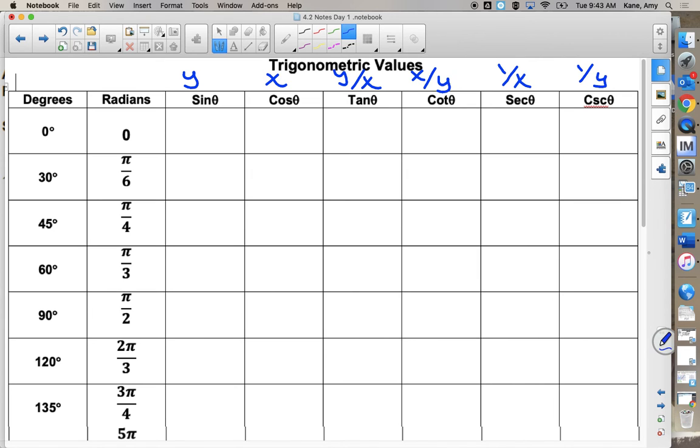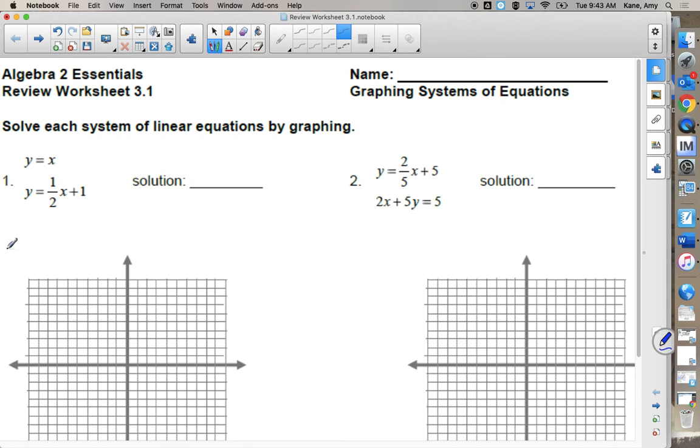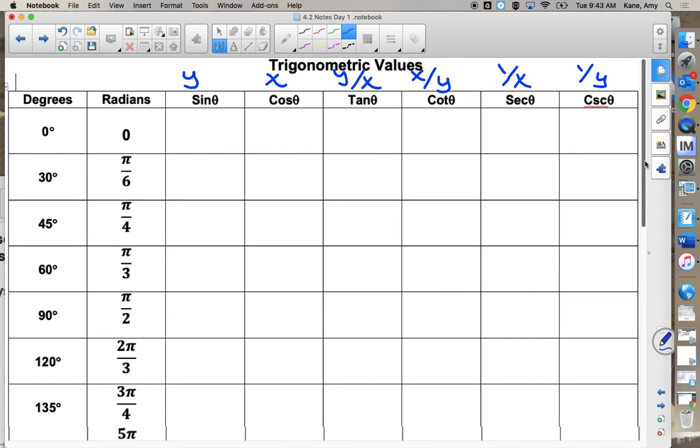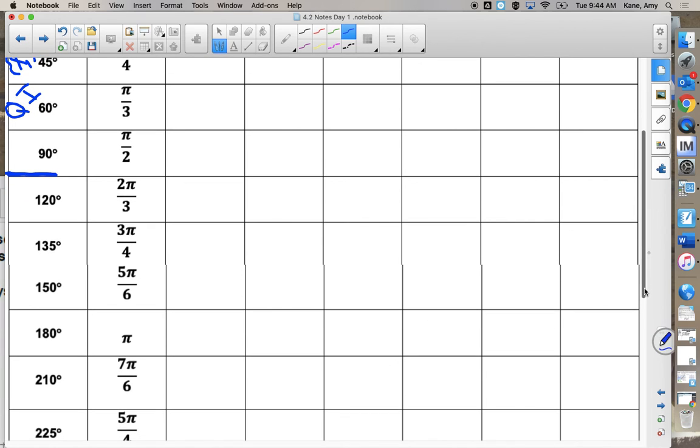So I want you to go through and divide up our quadrants. So after 90 degrees, put a little line and remind yourself that this is quadrant 1. And in quadrant 1, we should have a positive x and a positive y. I'm going to also place a line after 180 degrees and put a quadrant 2. In quadrant 2, I should have a negative x and a positive y.